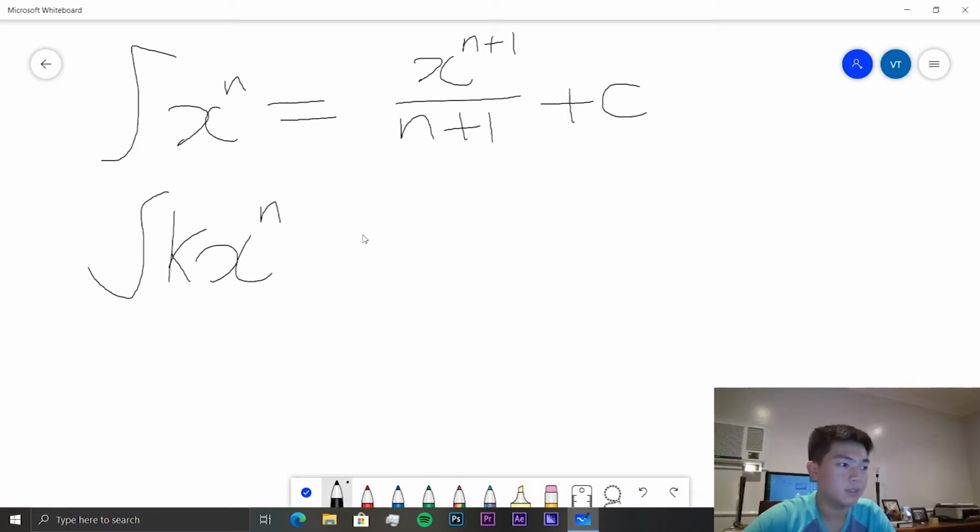Next, if we're being multiplied by a constant, we can actually take any constant that's being multiplied out of the integral. So this will become k times the integral of x to the n.